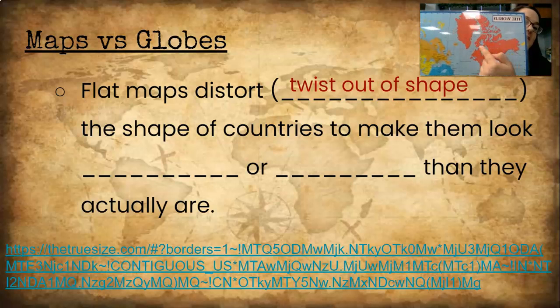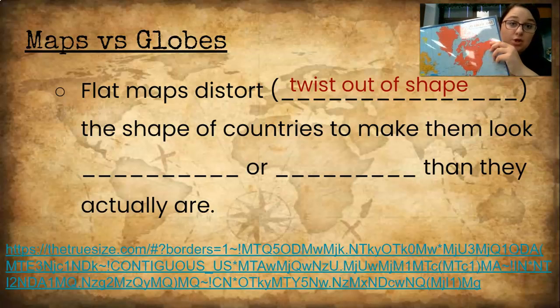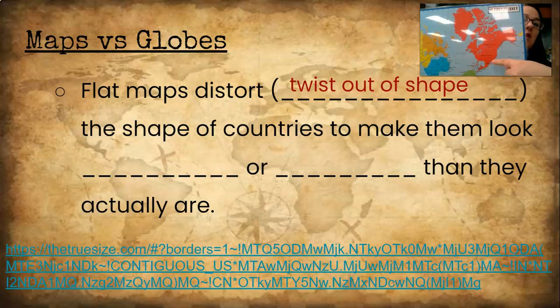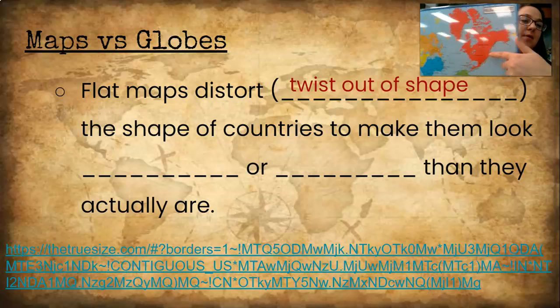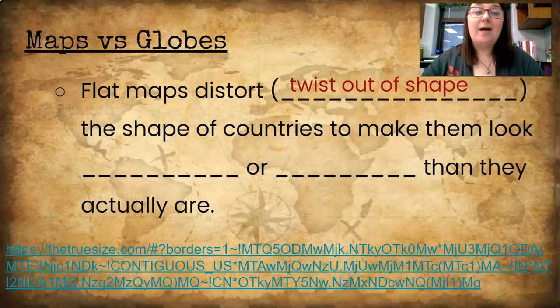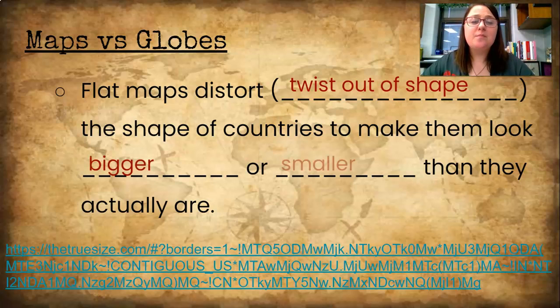Here up in the corner, this is Greenland. Greenland looks huge on this map. It looks so much bigger than the United States, but it's really not. In all honesty, the United States is probably about the same size, if not bigger, than Greenland. But it looks huge on that map because flat maps distort it. It can make countries look bigger or smaller than they actually are.